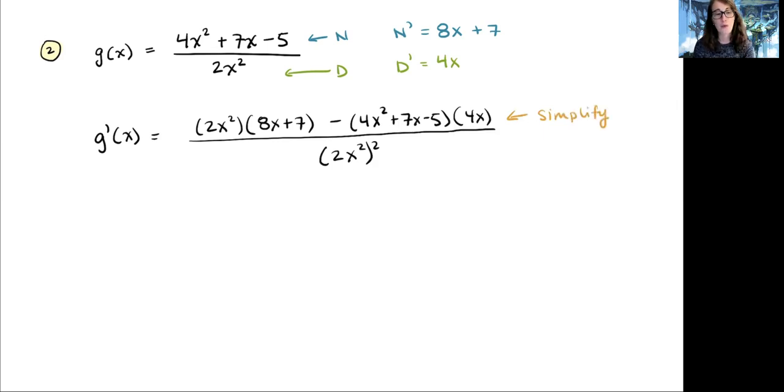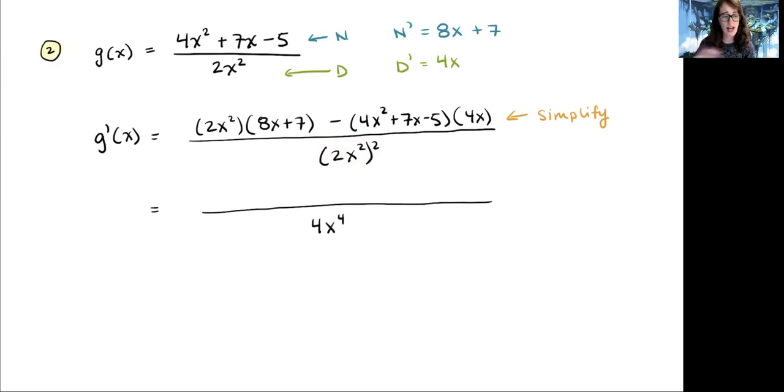Now I said never FOIL or expand out the denominator, but here our denominator wouldn't need to be FOILed to simplify it. So it probably is a little bit better in this case, when we have a single term in the bottom, to multiply this out. So that's not too bad in the bottom. We'll square 2x squared. So we've got to square the 2, which gives us 4, and we've got to square the x squared. It'll give us 4x to the 4th.